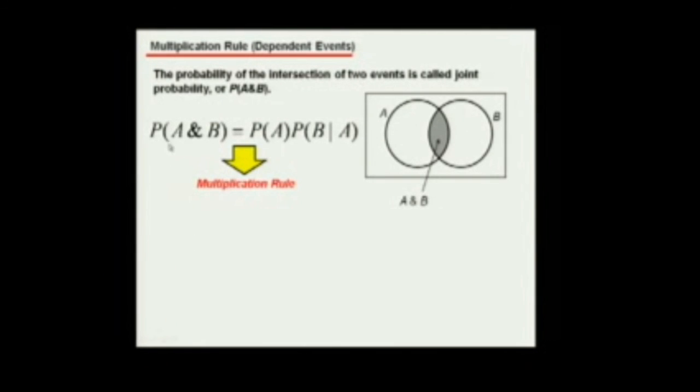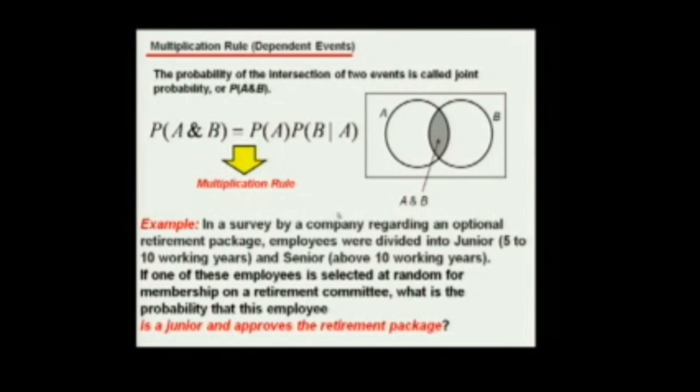Finally, the multiplication rule. We multiply the probability of A and B, which is the coexistent probability that we mentioned many times. If the two events A and B are dependent, it can be determined from P(A) times P(B given A). That is the multiplication rule.